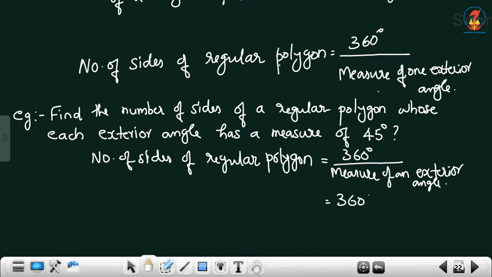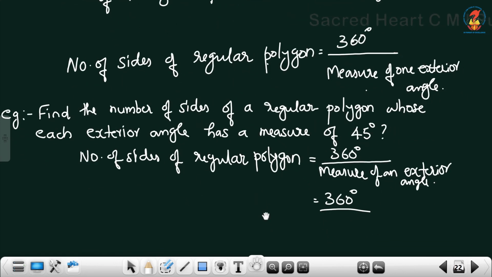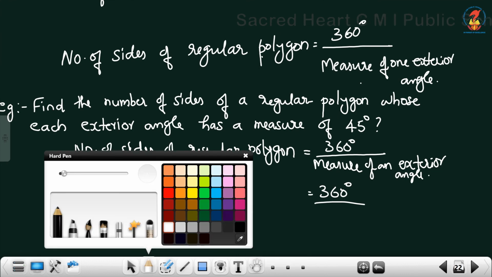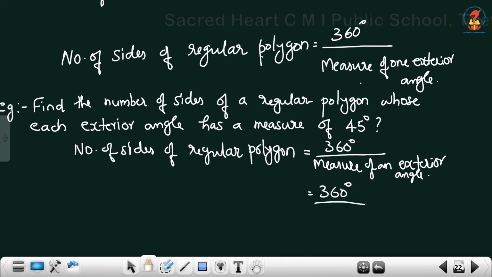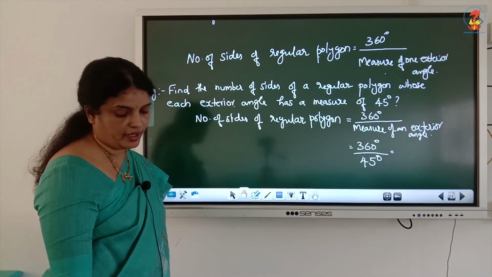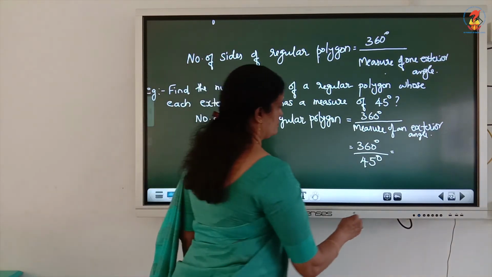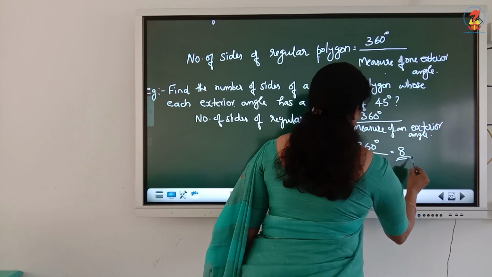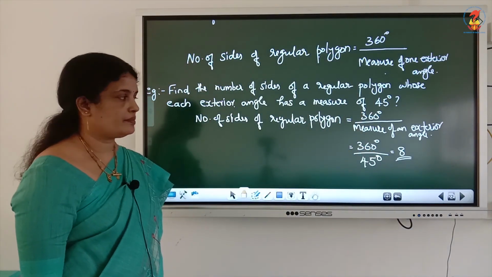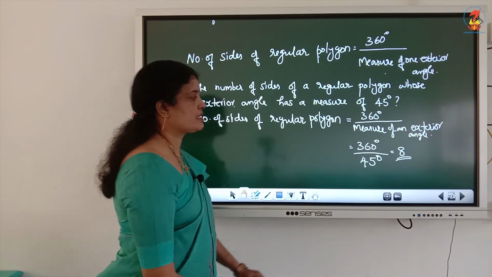Equal to 360 divided by one exterior angle. Each exterior angle has a measure of 45 degree. That means one exterior angle is equal to 45 degree, so 360 divided by one exterior angle, 360 degree divided by 45 degree, 8 sides. Okay, number of sides is equal to 8.